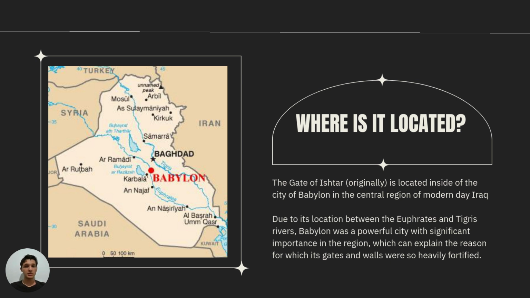Now, the Gate of Ishtar served two purposes. One was practical and the other one was symbolic. In the practical manner, it protected the city. Symbolically, it demonstrated the strength and greatness of Babylon to anyone entering through its walls.